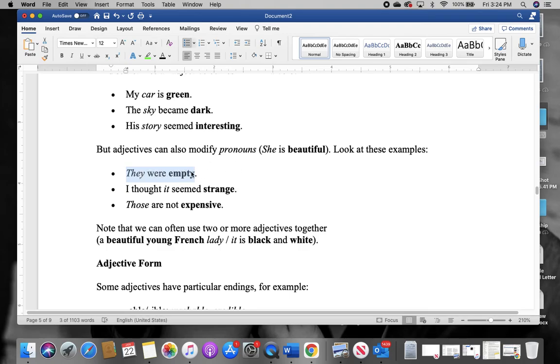They were empty. Now this can work on its own, right? They were, because that's an independent clause, subject and verb.